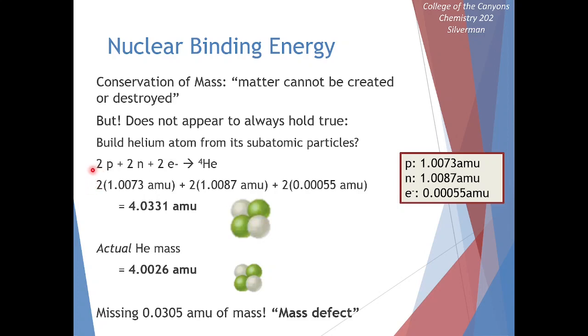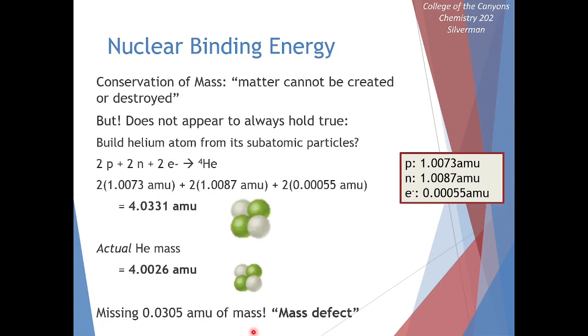Here we can see this illustrated when you build a helium atom. If you're starting with 2 protons and 2 neutrons and 2 electrons, we can add up the mass of our protons, neutrons, and electrons. We end up with this number, 4.0331 AMUs, for the mass of our helium. In reality, however, every helium that you find with 2 protons, 2 neutrons, 2 electrons actually only weighs 4.0026 AMUs. This is lighter by just a little bit, but it is lighter.